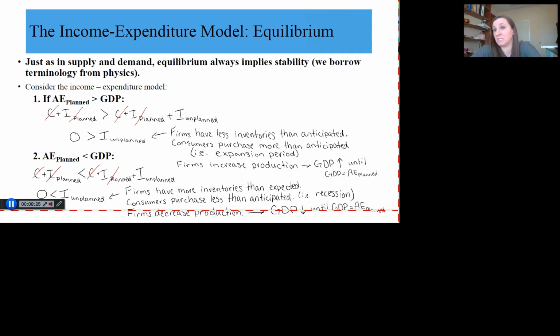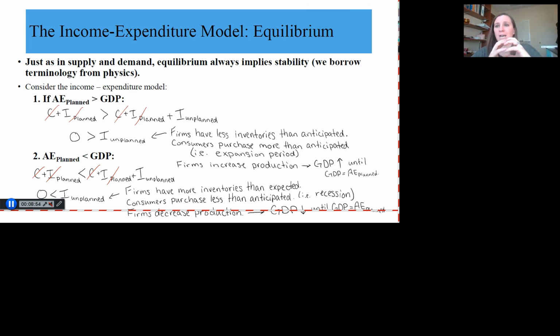Second case, well, let's say then that AE planned is less than GDP. Cross out, find that our unplanned investments are greater than 0. So that means that you have more inventories than expected because consumers weren't purchasing as much as you anticipated. That means we're in a recessionary period, and then they're going to respond, and GDP is going to fall until GDP is going to equal planned aggregate expenditures.